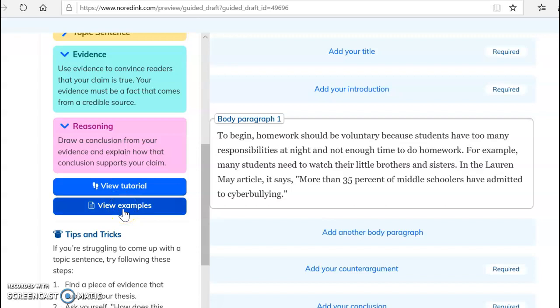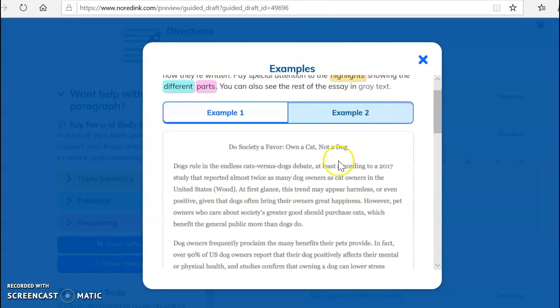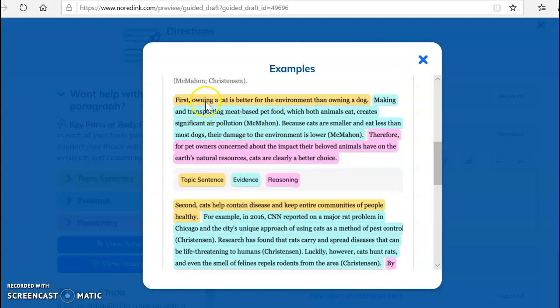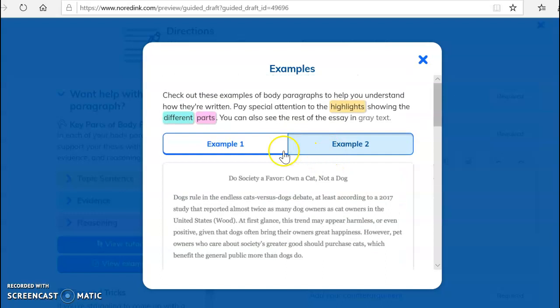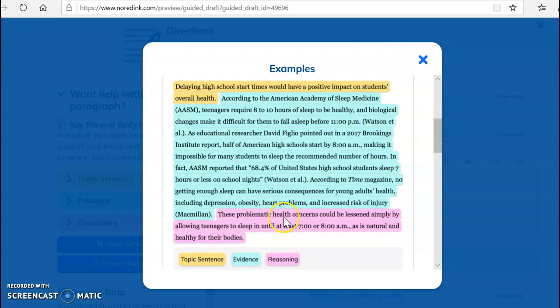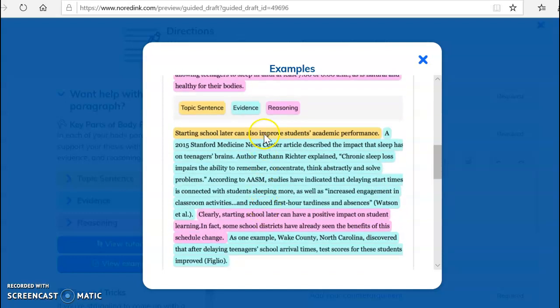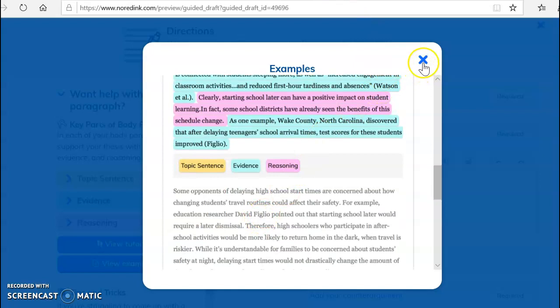Now again, there's other examples here. If you want to use examples, where's my examples one? There's my examples one. If you click examples, there's example one and example two. You scroll down a little bit. They have the topic sentence, the evidence, and the reasoning. You can see how these paragraphs are not really that long. You can come back up here and click on the other example. Topic sentence in yellow, green is the evidence, purple is the reasoning. So you can do that as well.